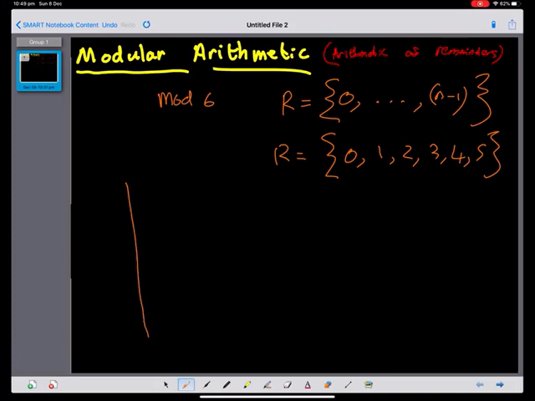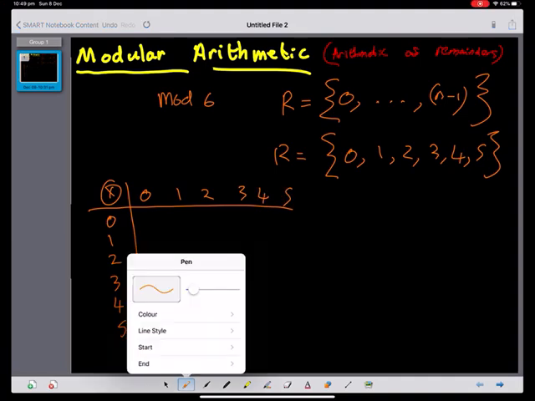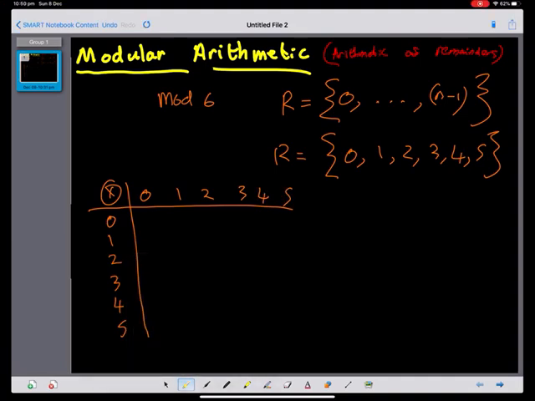And let's do the multiplication table. 0, 1, 2, 3, 4, 5 across, and 0, 1, 2, 3, 4, 5 down. See if you can pause the video and do the multiplication table for mod 6. Okay, hopefully you've done that.